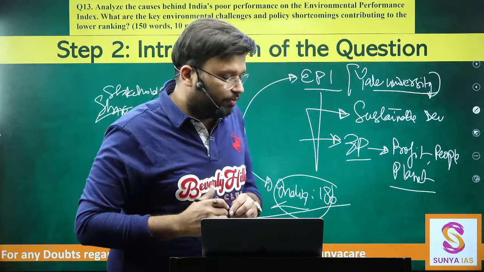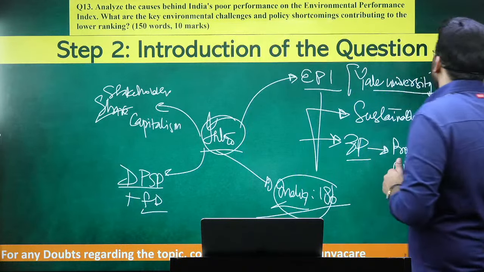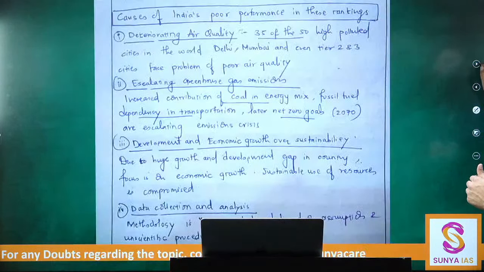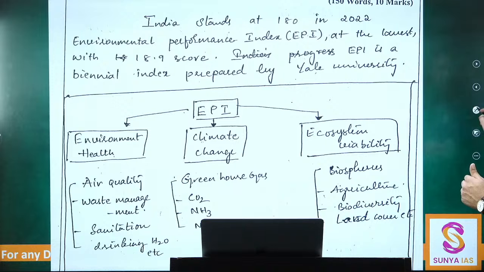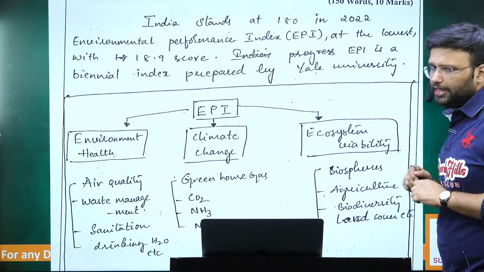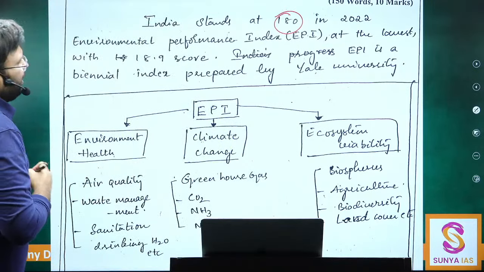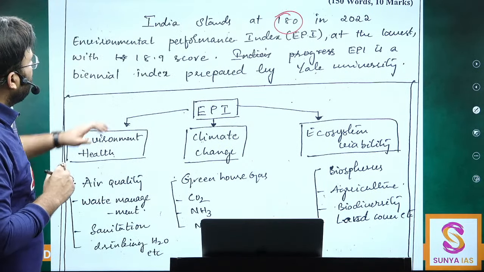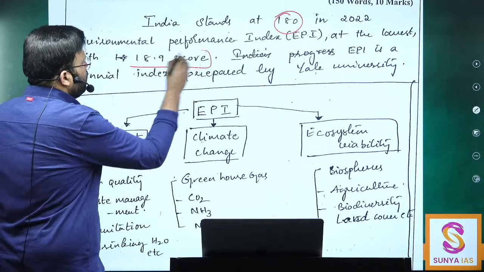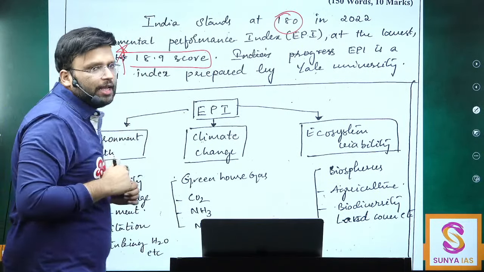Now, let's see some of the ways in which the answer was introduced. I really like this way of introduction. Let's have a look at it once. India stands at 180 in 2022 EPI at the lowest with 18.9 score. So they have also remembered the score.